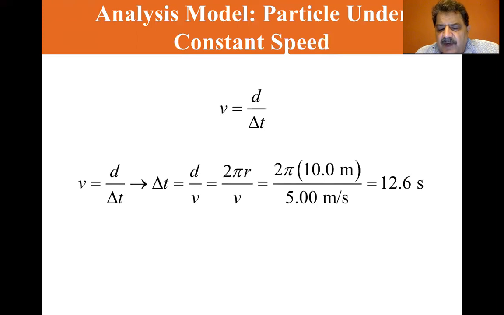Imagine the particle moving at a constant speed of 5 meters per second in a circle with a radius of 10 meters. Calculate the time for one trip around the circle. If the radius is 10 meters, then the distance around the circle is 2 pi r. So 2 pi times 10 meters divided by 5 meters per second, and it's 12.6 seconds to make a round trip.